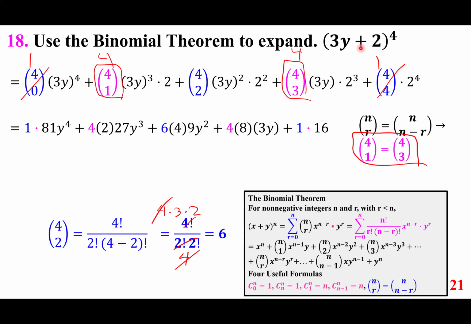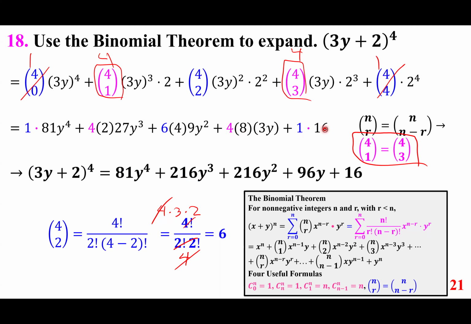So (3y + 2) to the power of 4 is this one: 81y to the power of 4, then 4 times 2, 8 times 27, 216y cubed, then 6 times 4 times 9, 216y squared, then 4 times 8 times 3, 96y, plus 16. We're done.